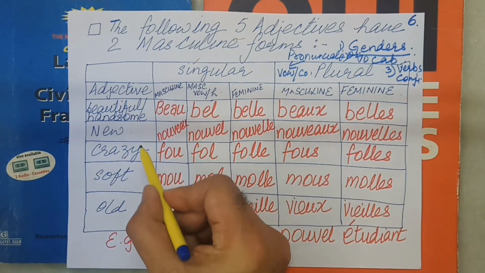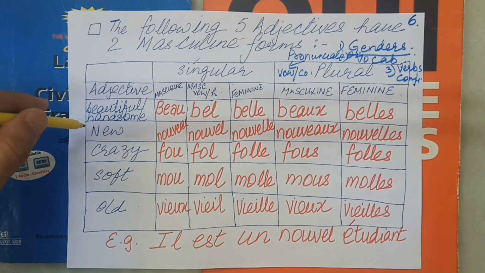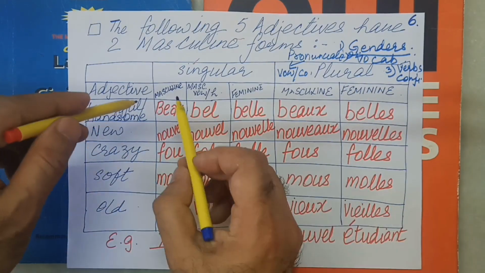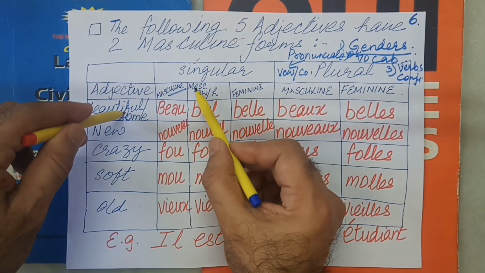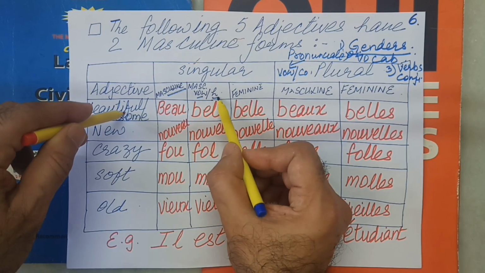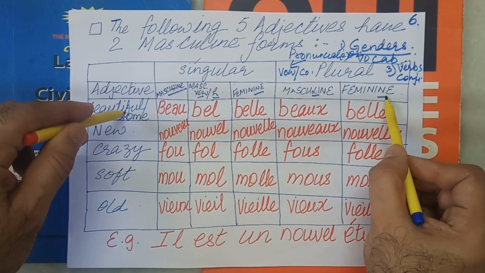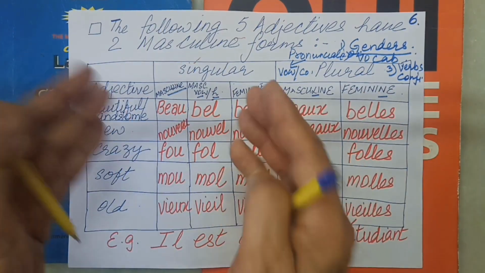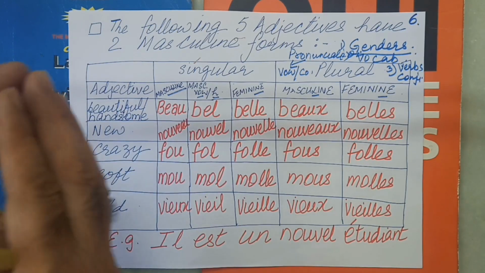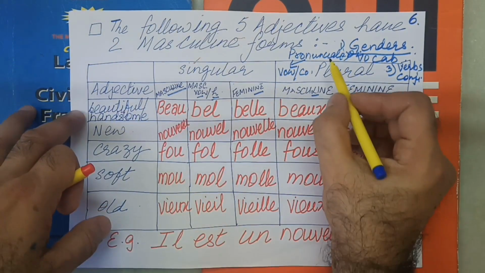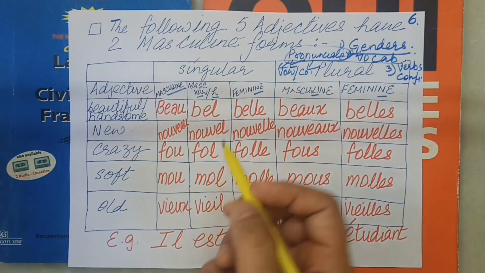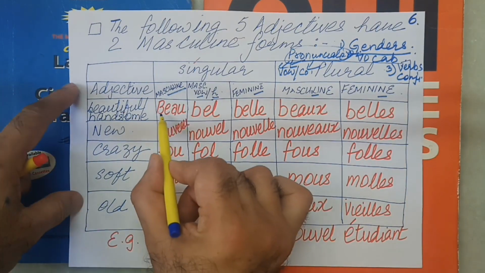So I have these 5 adjectives written here: beautiful, handsome, new, crazy, soft, old. Now this particular matrix shows a masculine noun beginning with a consonant, a masculine noun beginning with a vowel or h, and then feminine. As far as feminine is concerned, there is no trouble. The problem of consonant and vowel arises basically in masculine nouns beginning with a consonant or a vowel. So here the connection of pronunciation is with vowel and consonant. Now our word is the adjective beau.